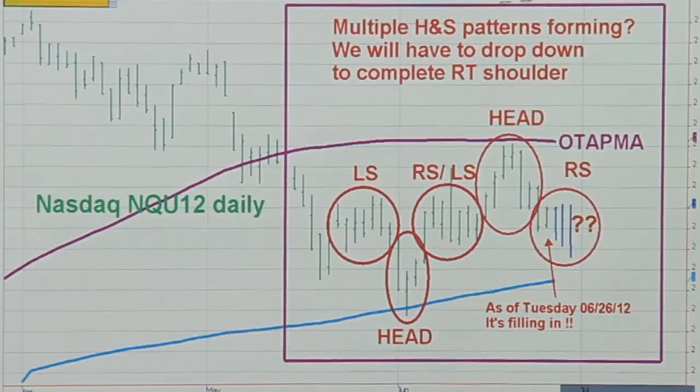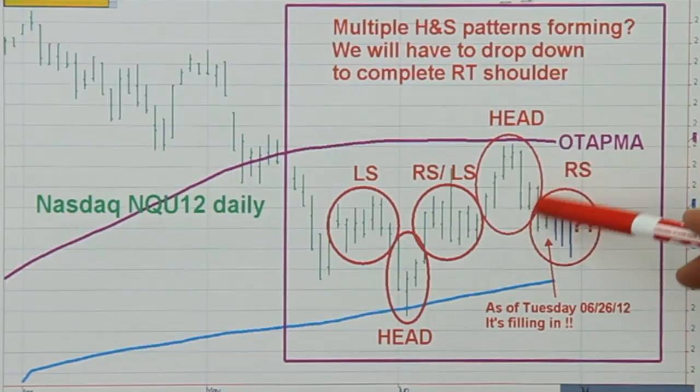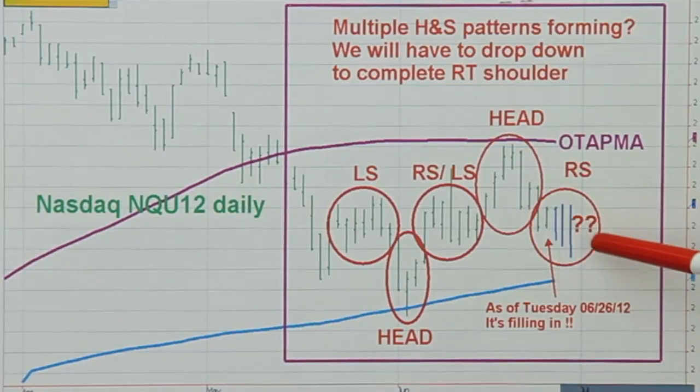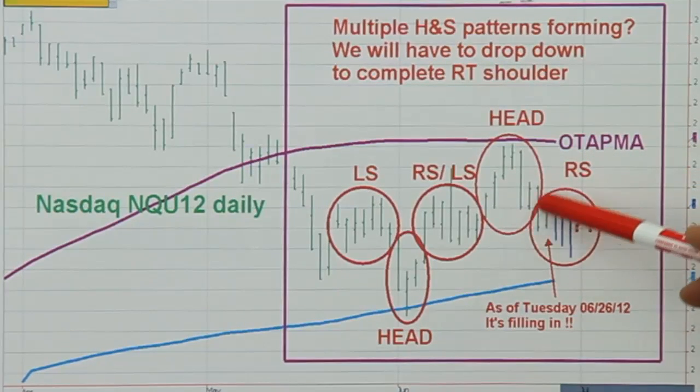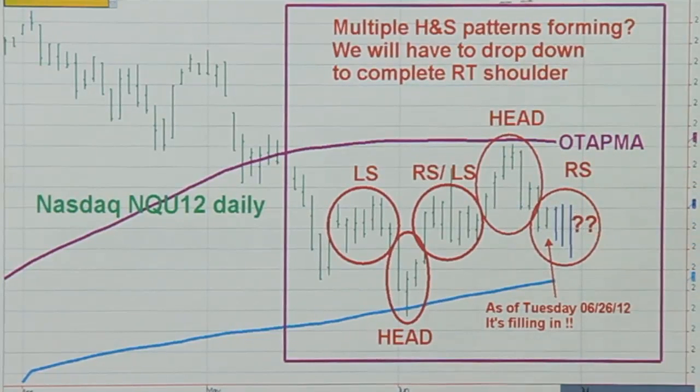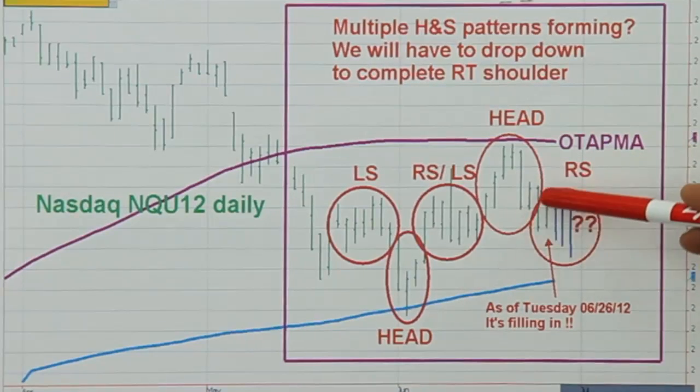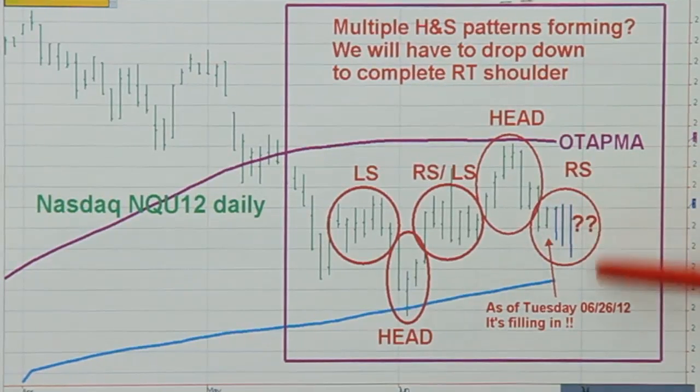We gave this to you on Saturday in a video, traders, and said, look, there's no bars here at all. This is a completely empty circle, but we expect to drop down Monday and start filling this in during the week. We did drop down Monday. Here we are Tuesday. We're starting to fill this in. As of Tuesday, it's filling in.